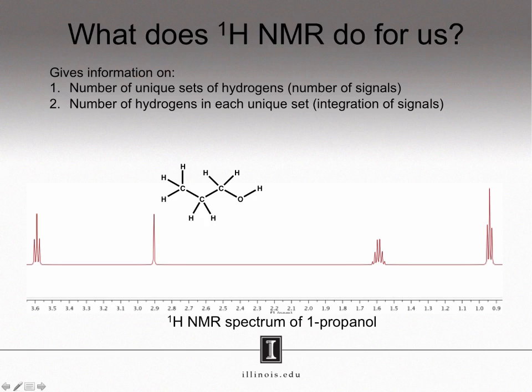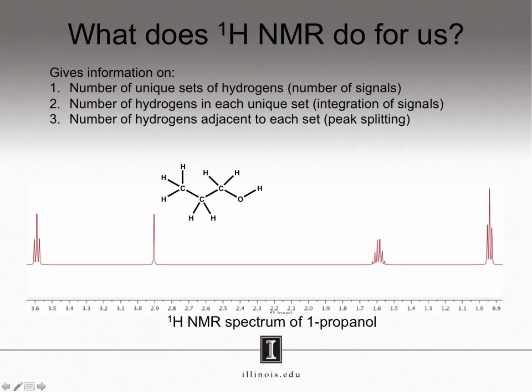of each signal. Now, number 1 and number 2 both sound similar. Here's the difference. Number 1, the number of unique sets of hydrogens, tells us the number of different types of hydrogen atoms present in a molecule. Number 2 tells us the number of hydrogen atoms of each particular type. Proton NMR will tell us the number of hydrogens adjacent to each set. In other words, Proton NMR will tell us how many neighbors each set of hydrogen atoms has, and it will do so via peak splitting, also known as multiplicity.